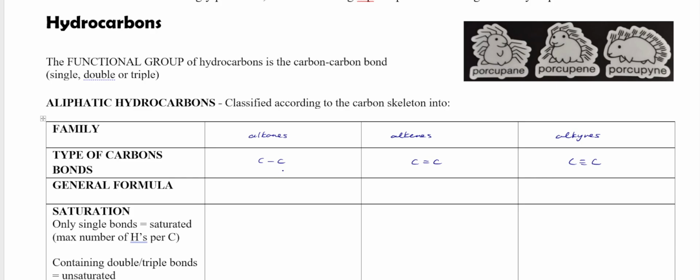And the general formula for hydrocarbons where everything is single bonded is CnH2n+2, that is, 2 times the number of carbons plus another 2 H's. For double bonded carbon, you have CnH2n. And for a triple bonded carbon, the general formula is CnH2n-2. Okay, where n is, again, the number of carbons.